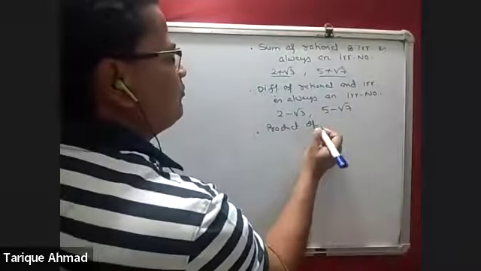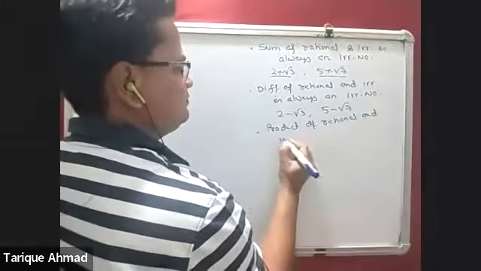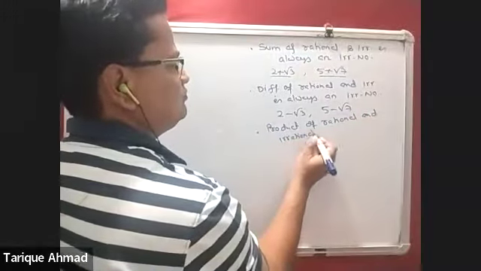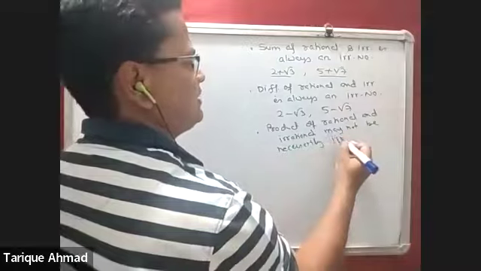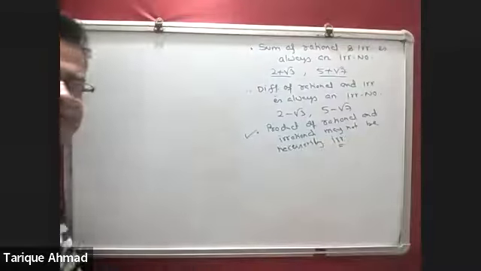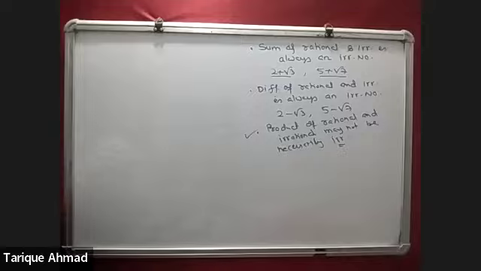Product of rational and irrational may not be necessarily irrational. This is the main important point we have to understand. Okay, sir. See, if we are multiplying a rational with an irrational, it does not necessarily give us an irrational. It may be rational also. So we can't say that it is true always.